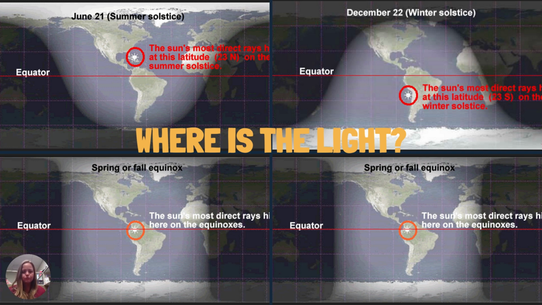And then in spring, it's usually around March 22nd that the sun's rays are finally at the equator again. And then in fall, it's usually around September 22nd, and that's when the sun's rays are at the equator again.